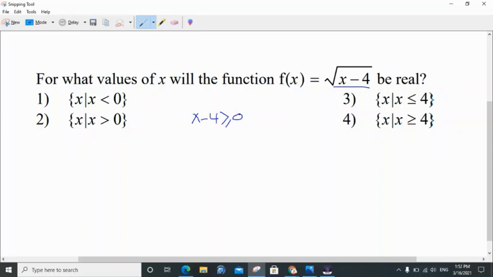Solve for x. To get rid of 4, you have to add 4 to each side. Plus 4, plus 4. So x is greater than or equal to 4. So the correct answer is option 4.